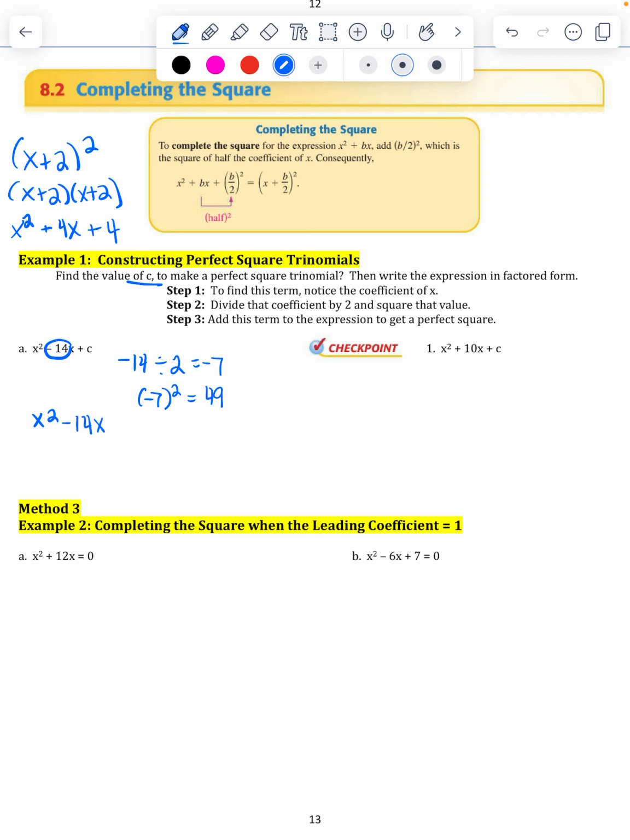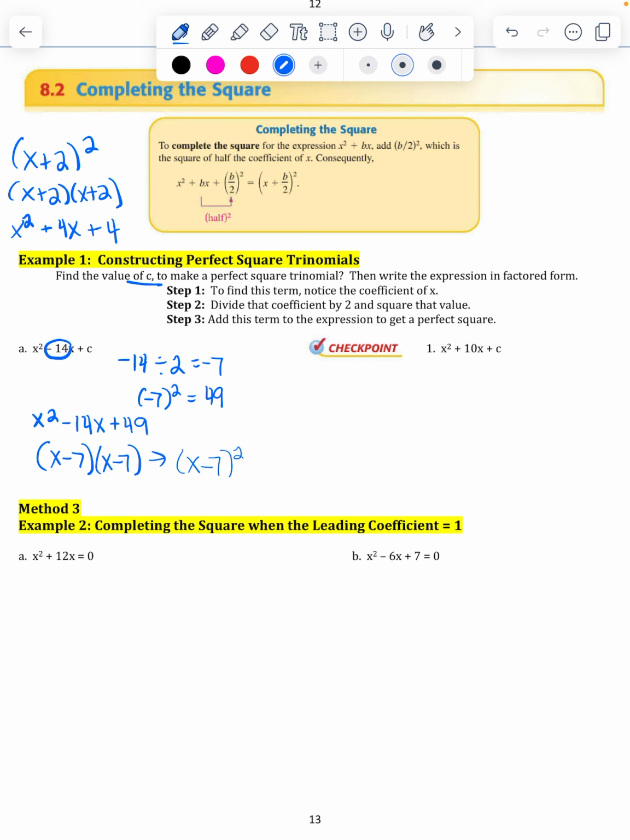And here's why. x² − 14x + 49 is what we have here, and this factors into (x − 7)(x − 7), which is (x − 7)², which is considered a perfect square trinomial.